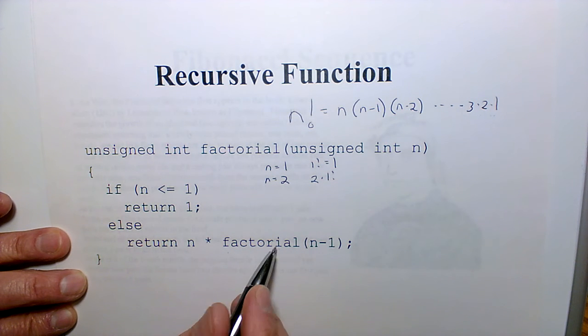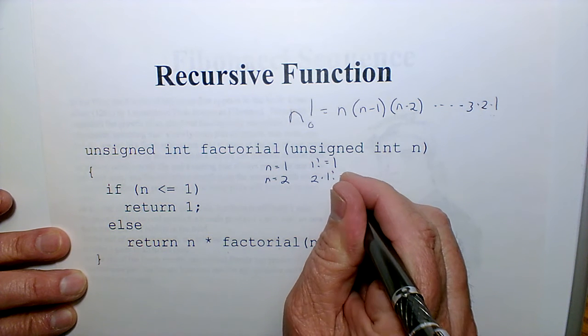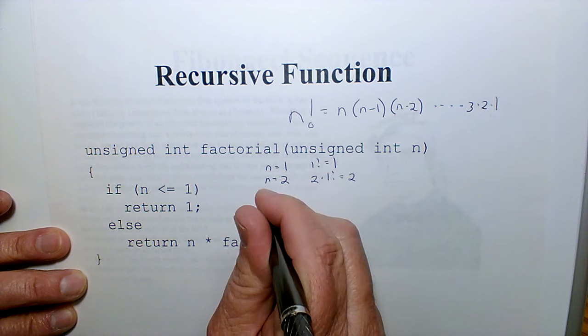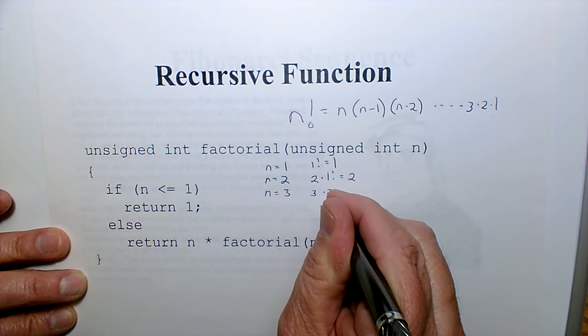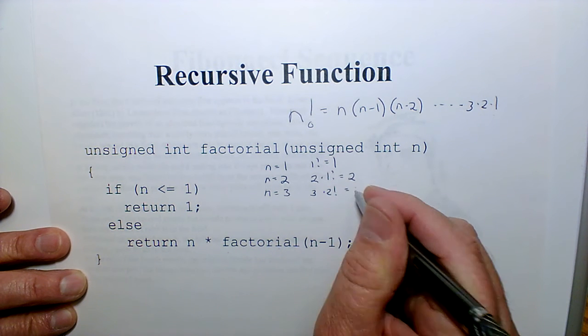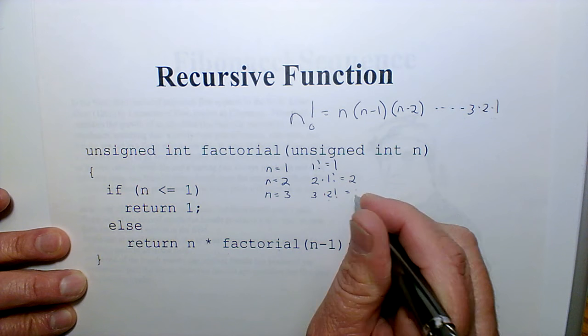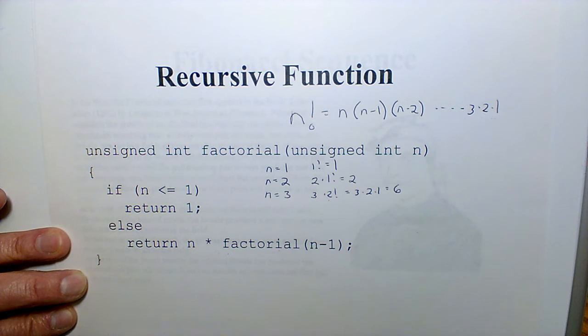This function calls itself. This function is calling itself this way. And so this one gives us 2 times 1, or 2. When n is 3, you see we're doing 3 times 2 factorial, which is calling itself, and then it's doing 3 times 2 times 1 to get 6, and so on.